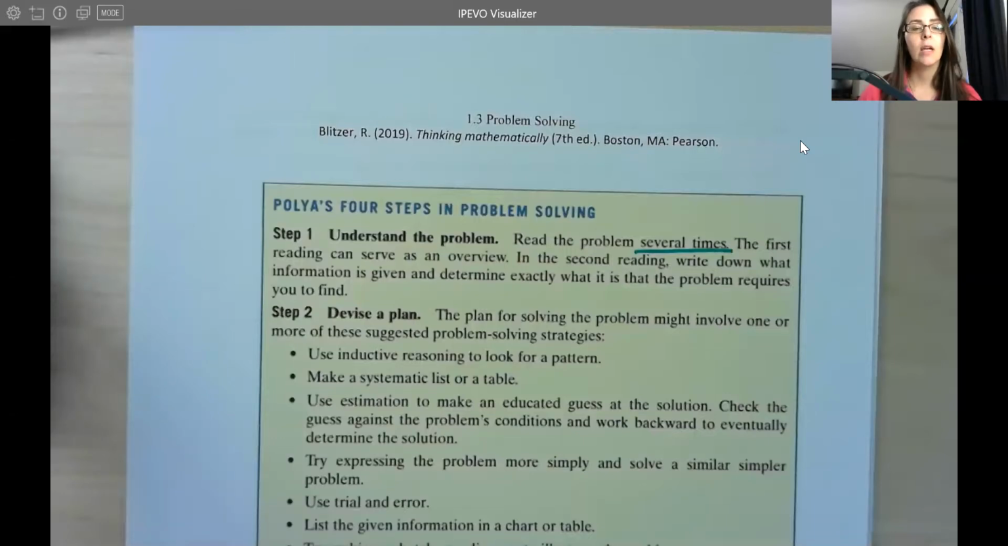Then on the second reading, or the third or fourth, however many it takes you, write down some information that you are given that you think is important, or you could underline that information or highlight it, whatever helps you to focus in on the problem.